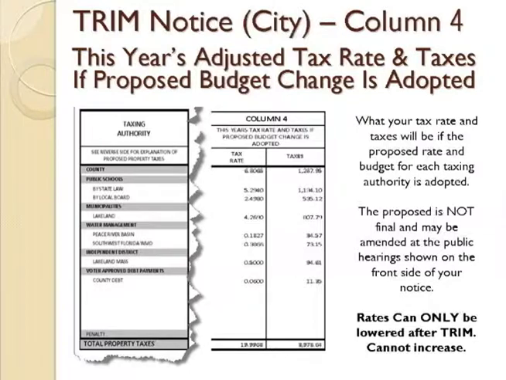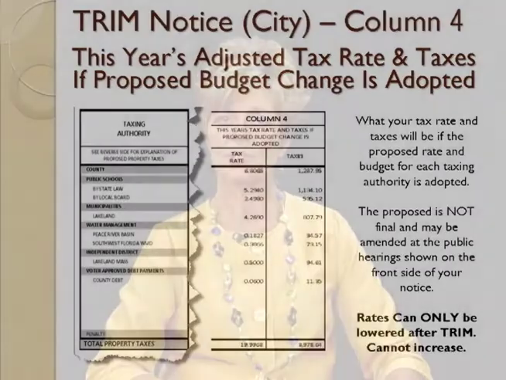Column 4 is the adjusted tax rate and taxes if the proposed budget changes are adopted. On this column, column 4, which is very important to you, is where all of your taxing authorities' proposed millage rates that are in place right now that are to be levied. So you need to pay close attention.